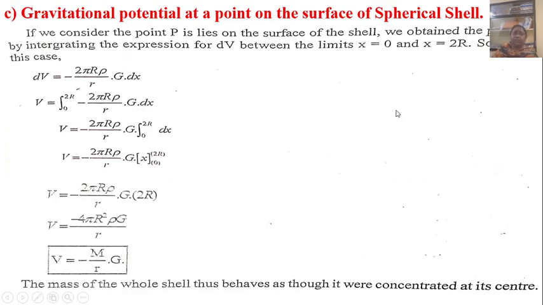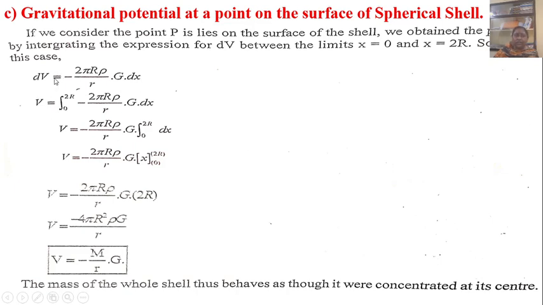Now gravitational potential at a point on the surface of a spherical shell. If we consider the point P lies on the surface of the shell, then what? We obtain the potential by integrating the expression for dV between the limits x equal to 0, because the point lies on the surface of the spherical shell, so distance x equal to 0 and x equal to 2R, and so in this case dV equal to minus 2 pi R into rho upon r into G dx.